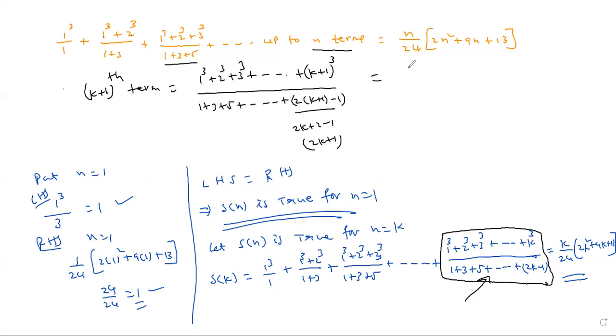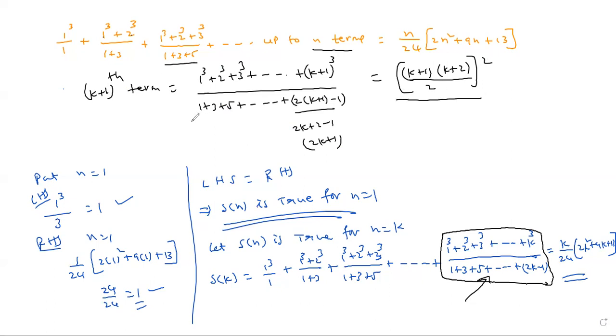Okay. Now the numerator is 1 cube, 2 cube up to so on, k plus 1 whole cube. What is the formula? n into n plus 1, so k plus 1 into k plus 2 by 2 whole square, right? By applying the formula for the sum of cube terms: 1 cube plus 2 cube plus 3 cube up to so on n cube equals n into n plus 1 by 2 whole square.